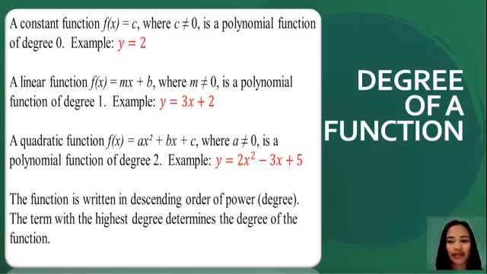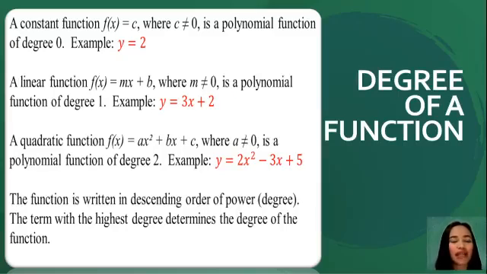So let's have the degree of a function. The constant function, wherein we have f of x equals c, wherein c is not equal to 0. This is a polynomial function of degree 0. So for example, we have y equals 2. The degree of y equals 2 is 0.